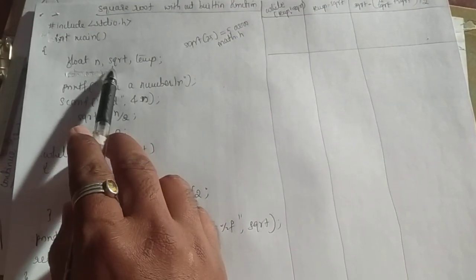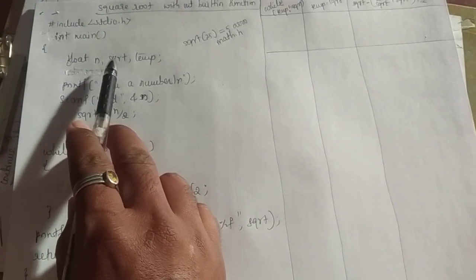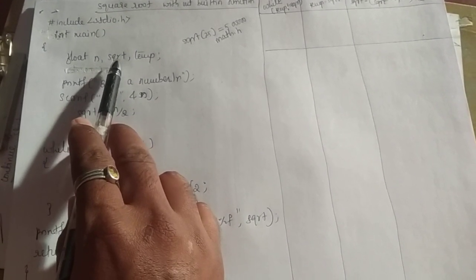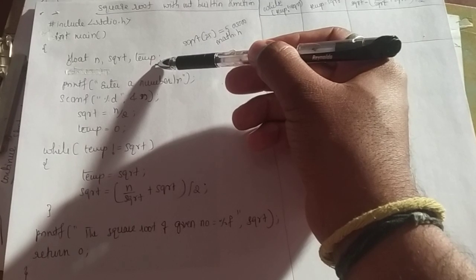So I am using sqrt as a variable. Instead of this you can use any variable. It is not compulsory that you should use sqrt only. You can use any variable, no problem, but you should use the same variable throughout the program. So three variables are required here.